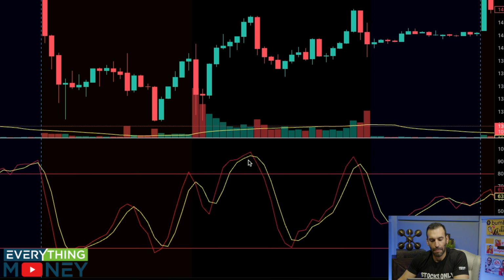When do you make the change? When do you move out of a stock? Well, there's two ways that you can do this. This is the way that I prefer. I always keep this yellow line up here on a day trading chart. You don't necessarily need it, but when I see the red line turning down and kind of converging with the yellow, that's when I make my exit.